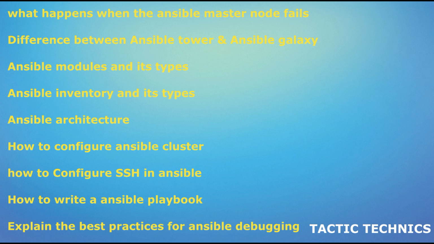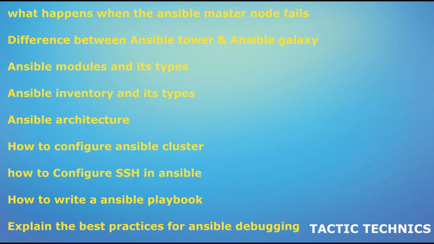Copy the public key to the managed nodes. Use the ssh-copy-id command to copy the public key to each of the managed nodes. For example, to copy the public key to a managed node with the IP address 192.168.0.100, run the following command. ssh-copy-id user@192.168.0.100, where user is the username on the managed node. Repeat this step for each of the managed nodes.